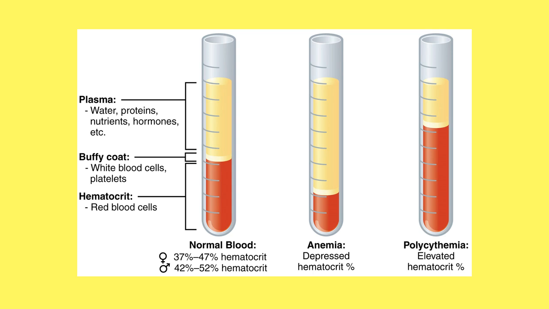So when you take a sample of blood and you spin it out, the red portion down here, because it has red blood cells, that's your hematocrit. That Buffy coat is this thin layer in between the hematocrit and the plasma. If a person is anemic, they have fewer red blood cells, so you're going to have less here. And then if they have polycythemia, it's too many red blood cells.